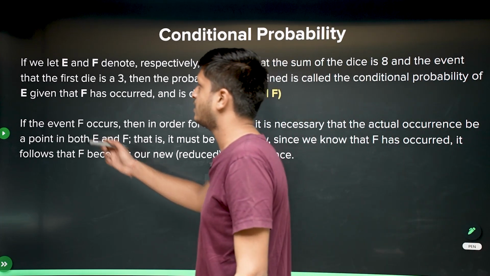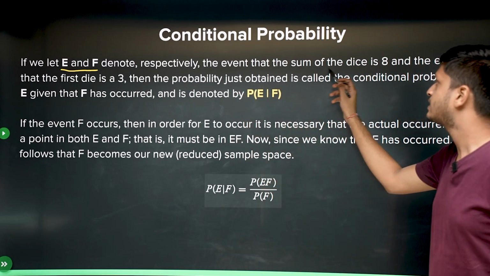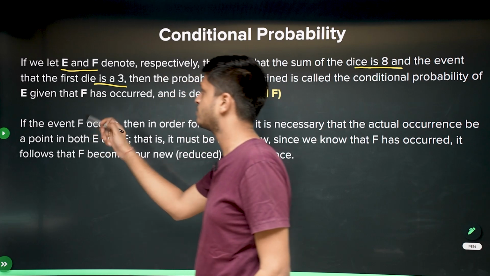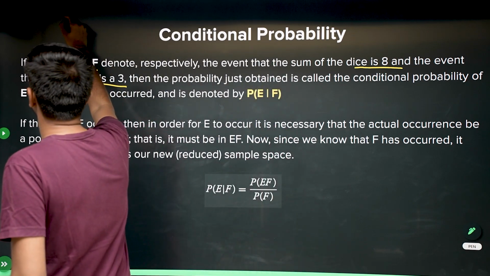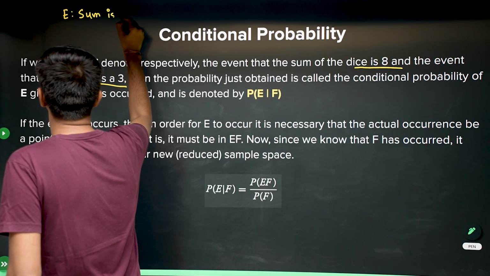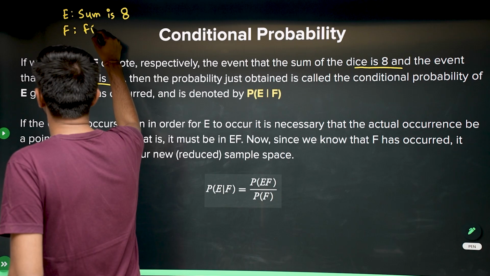So coming to notation, if we let E and F denote respectively the event that the sum of dice is 8 and the event that the first die is 3. So now we have a few events. E is the event that the sum is 8 and F is the event that the first die gives you a 3.